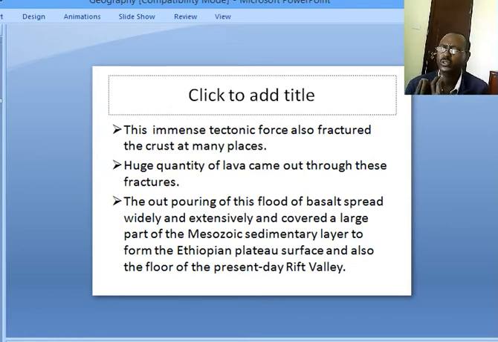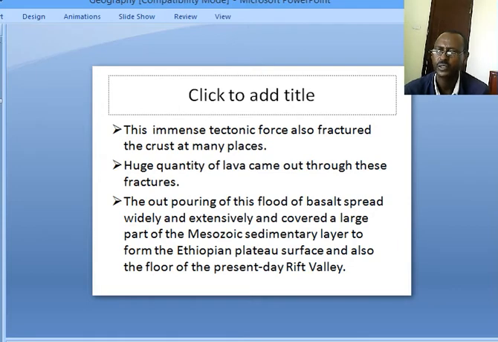As we know, volcanic eruption is the result of intrusive activity. First, within the crust of the earth, the rock materials will be changed into a molten rock called magma. And when this magma is pushed upwards by high pressure and heat, it will come to the surface of the earth through different fractures as lava.